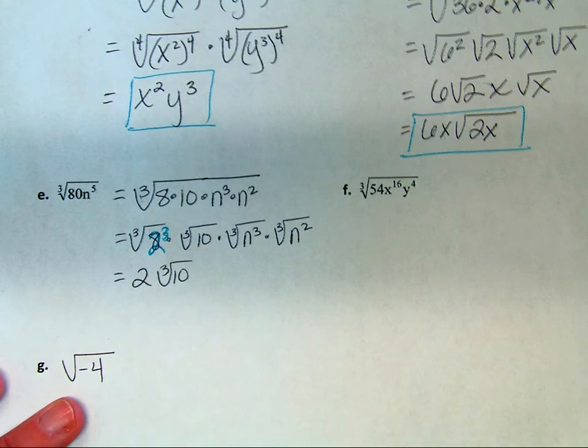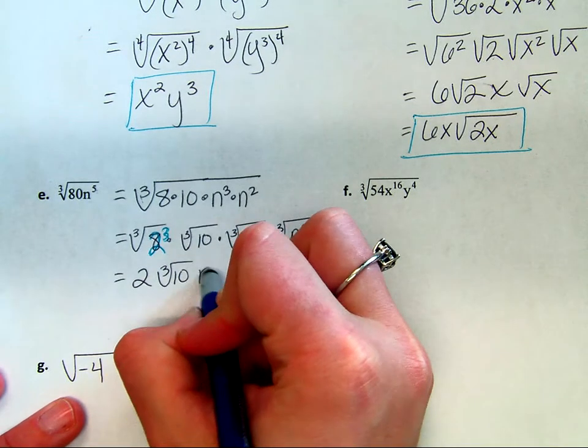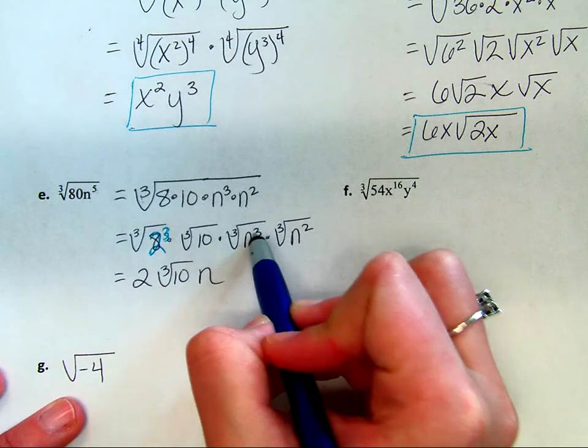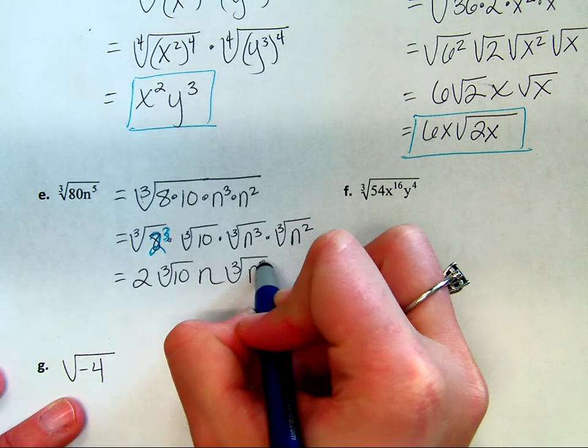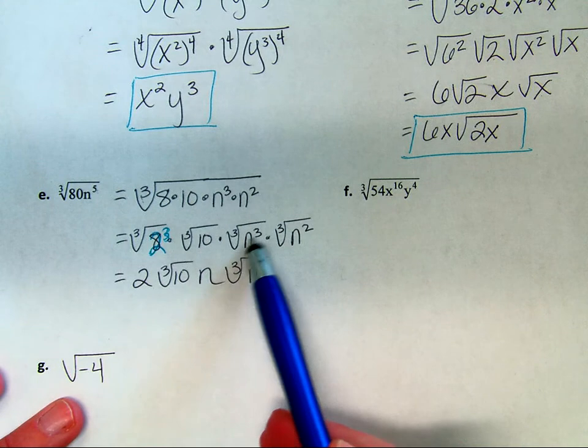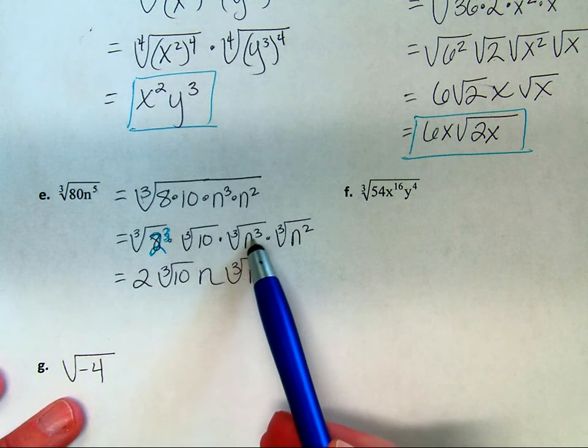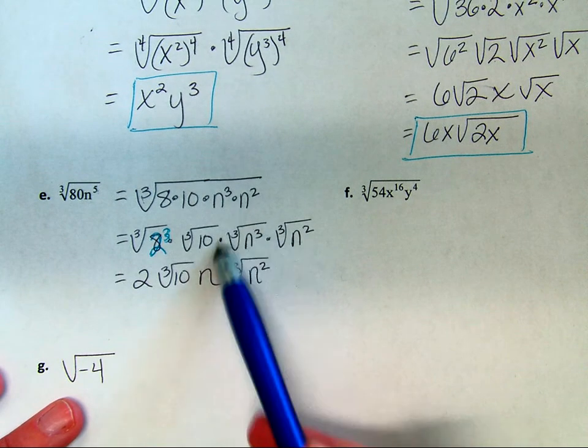Cube root of n cubed is n. Inverses, they undo each other. And there's no way to simplify the cube root of n squared. This is like the minimum power n has to be raised to simplify a cube root.